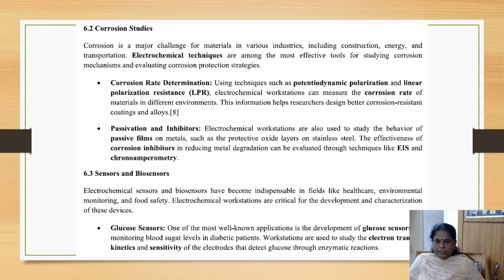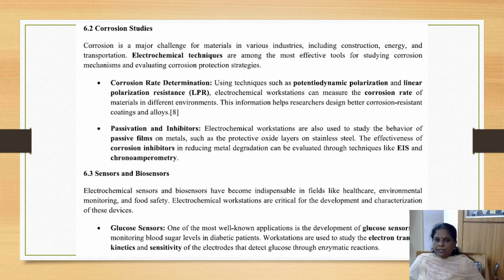The second application is corrosion. Corrosion is a major challenge for materials in various industries including construction, energy and transportation. Electrochemical techniques are among the most effective tools for studying corrosion. For corrosion rate determination, potentiodynamic polarization and linear polarization resistance techniques are used. The electrochemical workstation can measure the corrosion rate of materials in different environments.